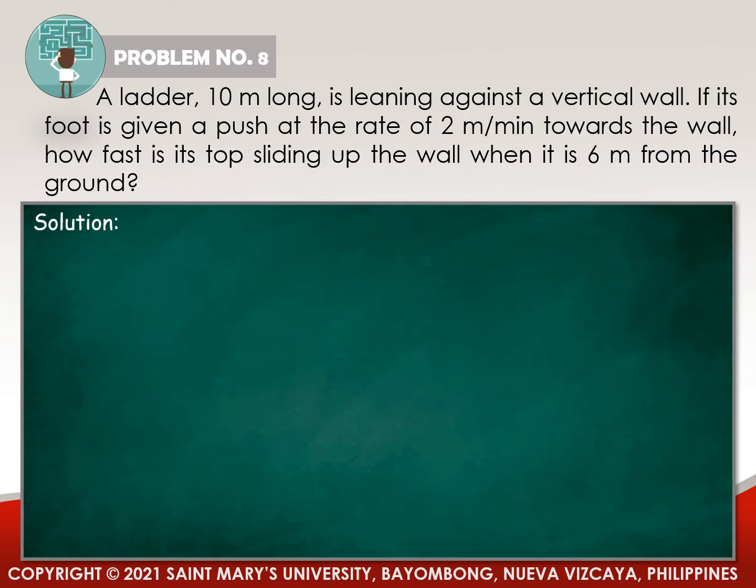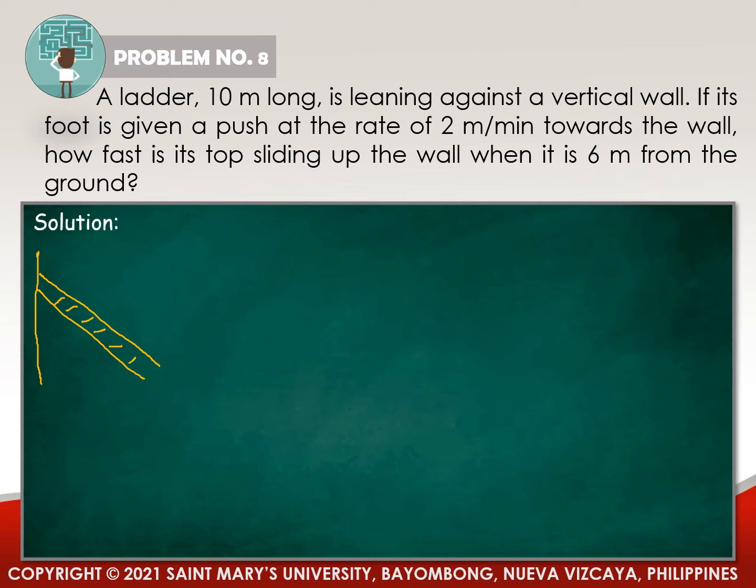A ladder 10 meters long is leaning against a vertical wall. If its foot is given a push at the rate of 2 meters per minute towards the wall, how fast is its top sliding up the wall when it is 6 meters from the ground? Okay, so when we illustrate this, if this is the wall, ito yung ladder natin.